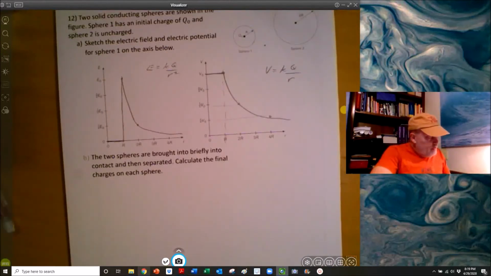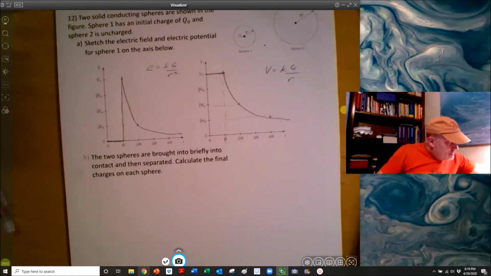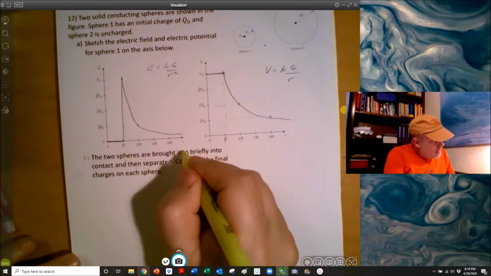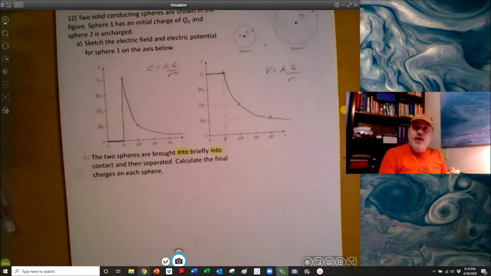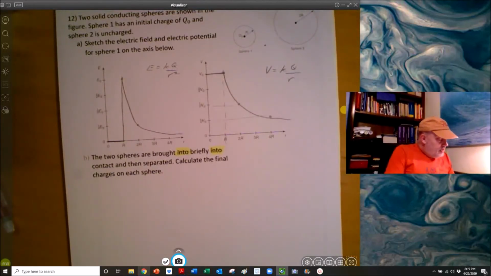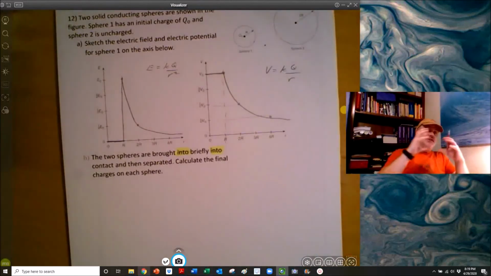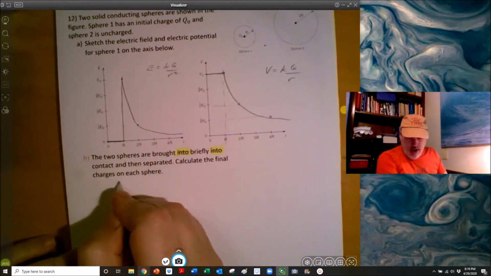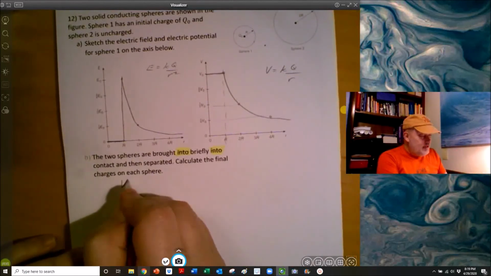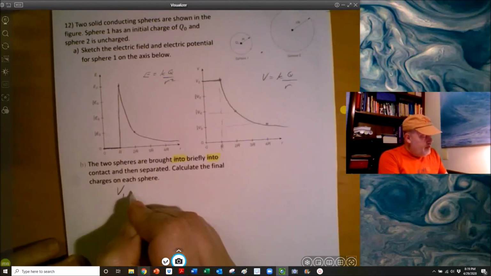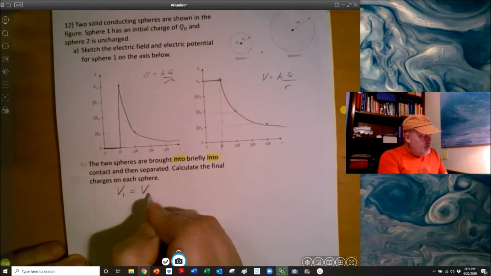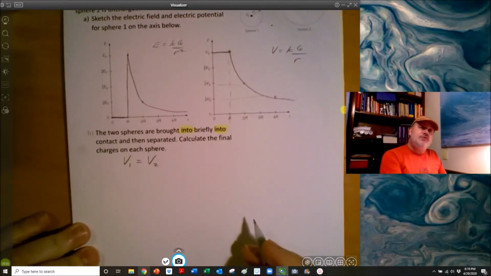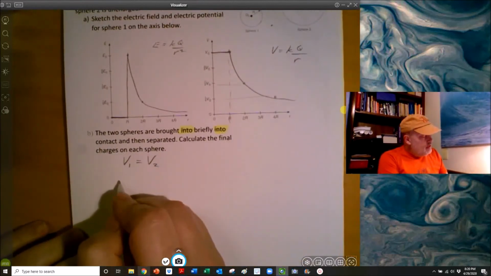The two spheres are brought briefly into contact. Calculate the final charges of each sphere after we touch them together. So when they touch, charge is going to flow until they have equilibrium. So our electrostatic equilibrium condition is that the voltage for sphere 1 equals the voltage for sphere 2. That's our equilibrium condition.